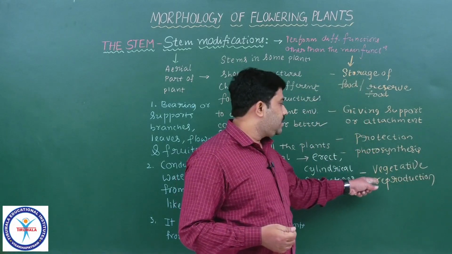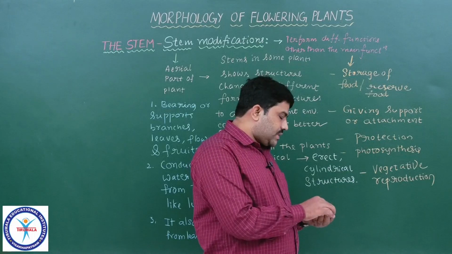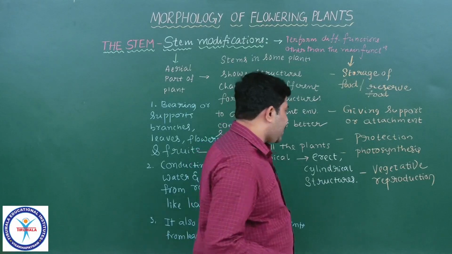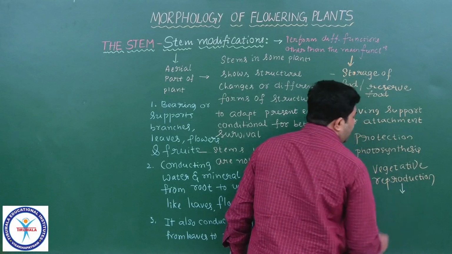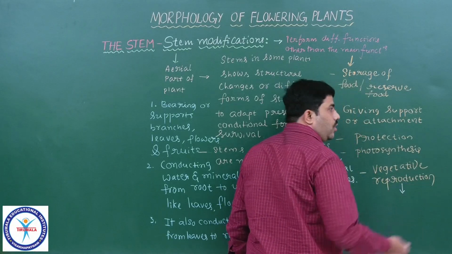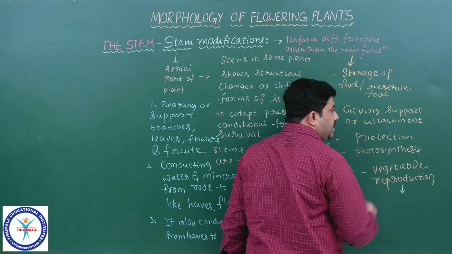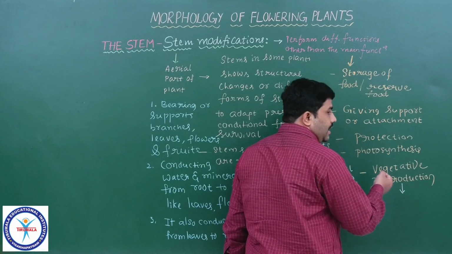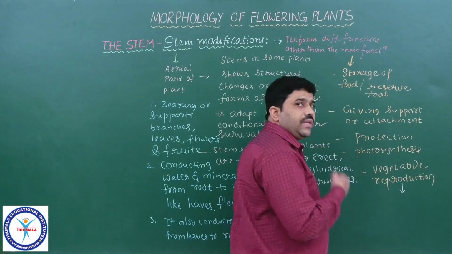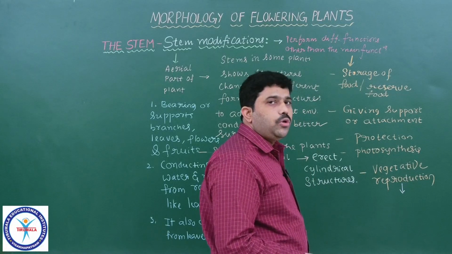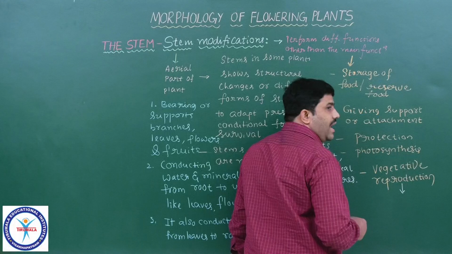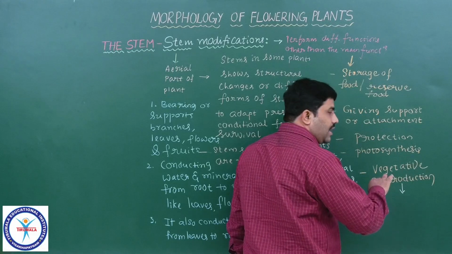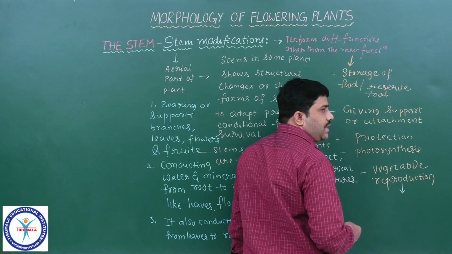Vegetative reproduction means using the vegetative structures of plants, especially the stem. Here we are discussing the stem. The stem plays a very important role in producing young copies directly from the vegetative part, like the stem, or the modifications of the stem. Those copies are genetically identical to the parent, which is also the process equal to asexual reproduction.